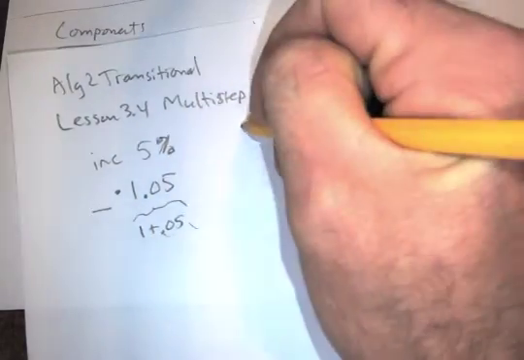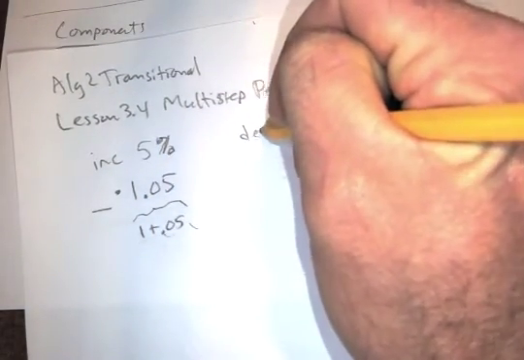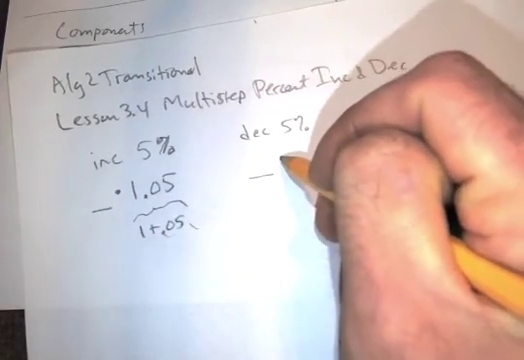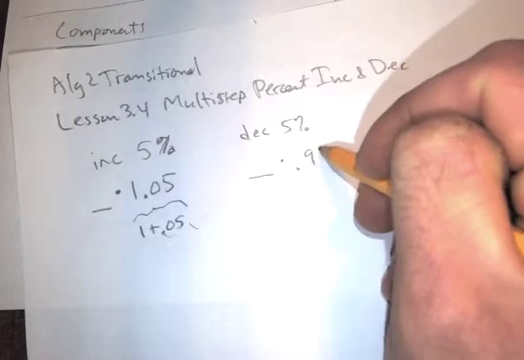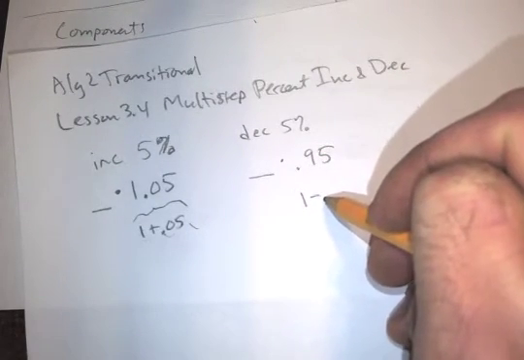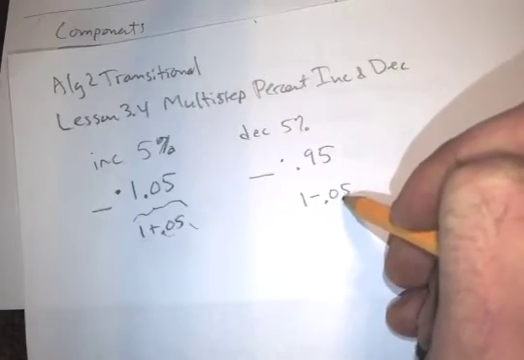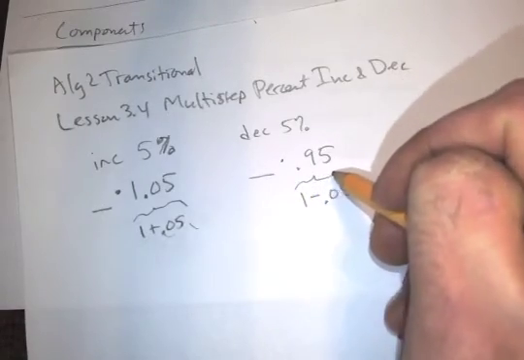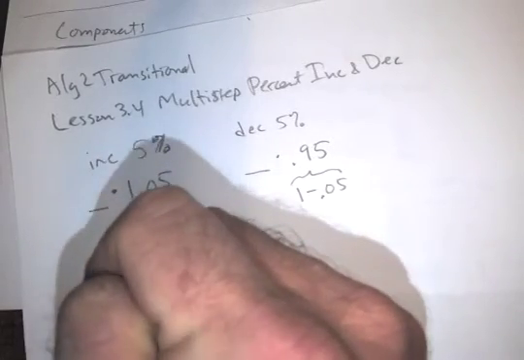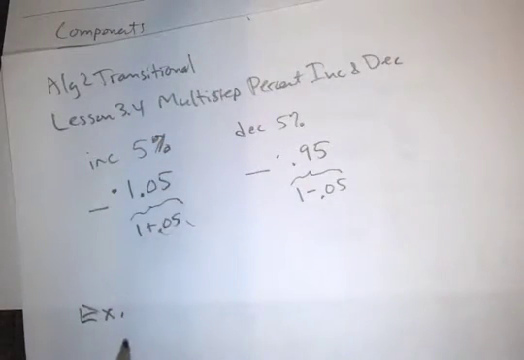To do a decrease, say decrease 5%, we would do whatever you started with and times it by 0.95. To get 0.95, remember we did 1 minus the 0.05, or the 5%. And that was that. Okay, so just do two examples, pretty quick here. We're going to do multiple years, multiple steps.